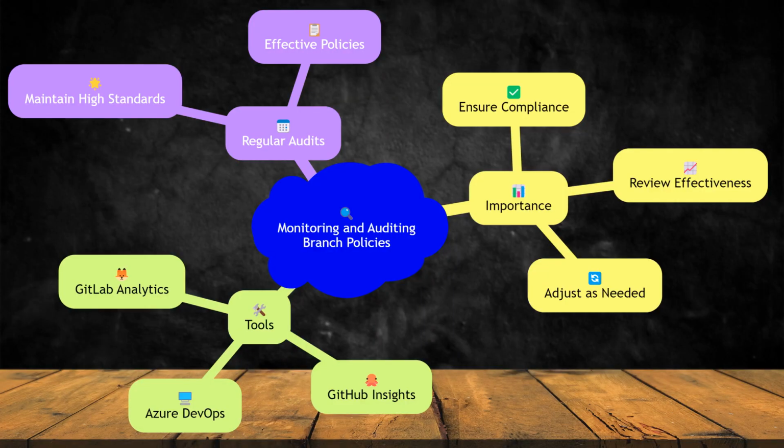Monitoring and auditing branch policies is essential to ensure they are being followed. Teams should regularly review the effectiveness of their branch policies and make adjustments as needed. Tools like Azure DevOps, GitHub Insights, and GitLab Analytics provide metrics and reports that can help teams monitor compliance and identify areas for improvement. Regular audits help maintain high standards and ensure that the branch policies are effective.